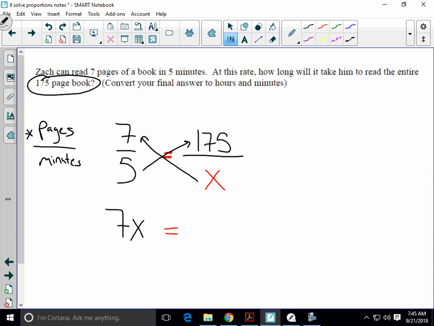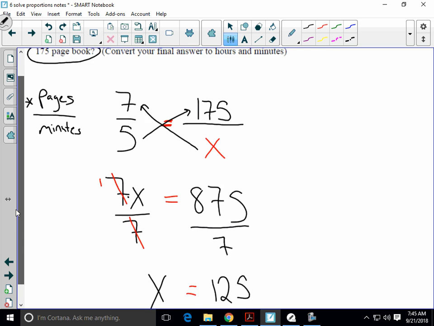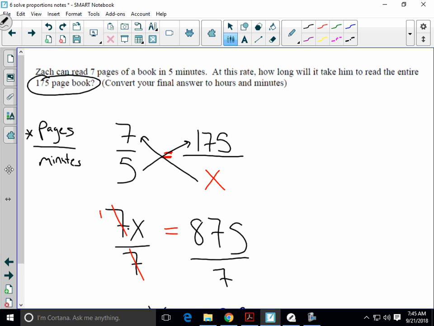Okay, 5 times 175 should be 875. Instead of multiplying on the left, 7 times x, I'm going to divide out that 7. And on the right, I have to do 875 divided by 7. I get 125. Okay, so 125, look at my units, 125 minutes.